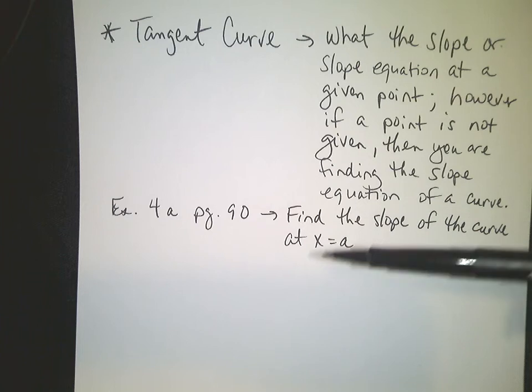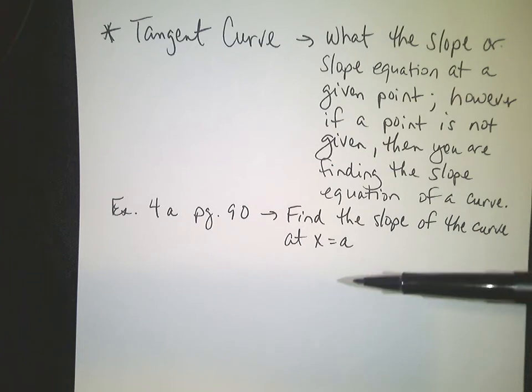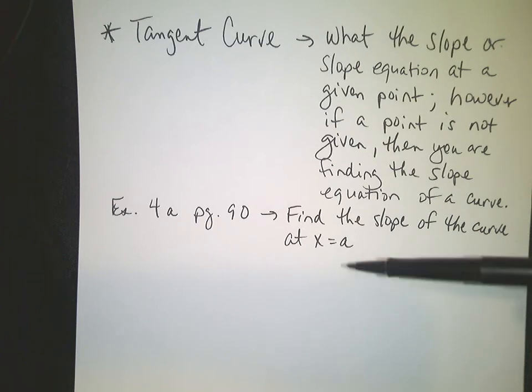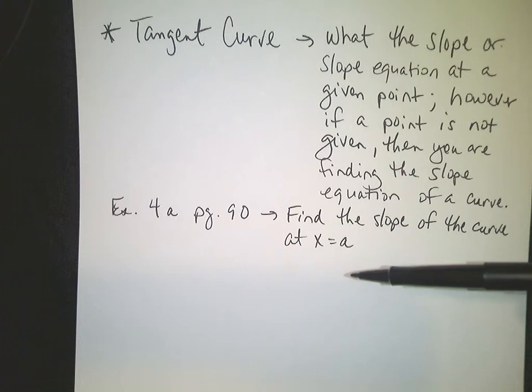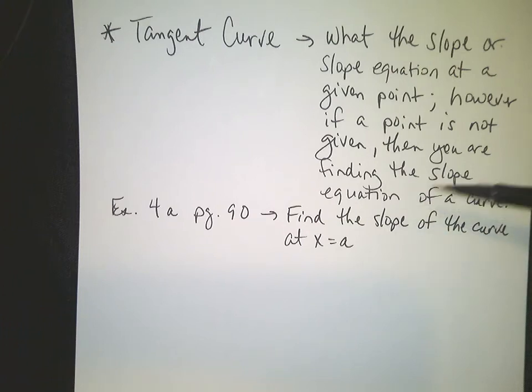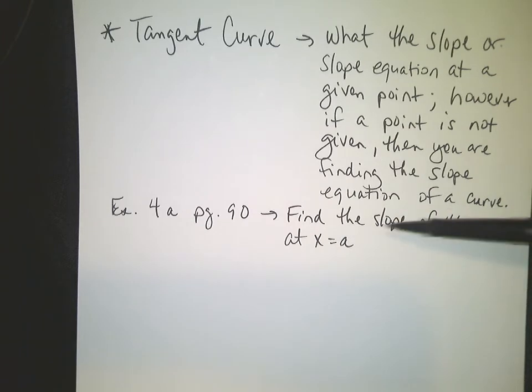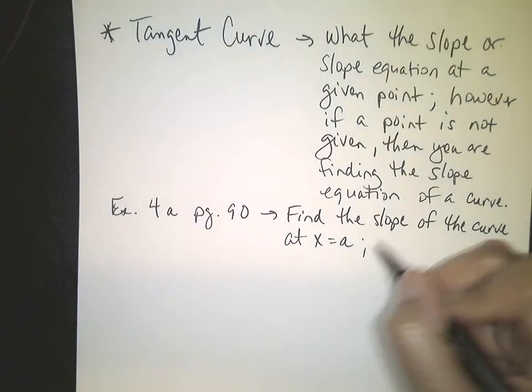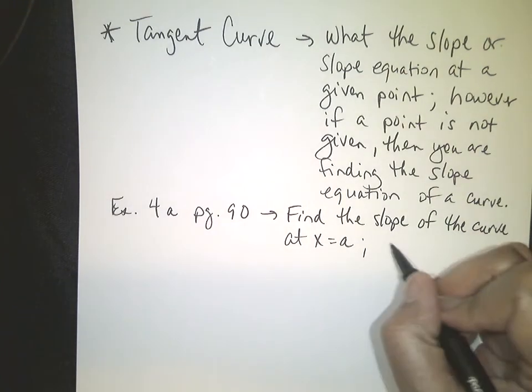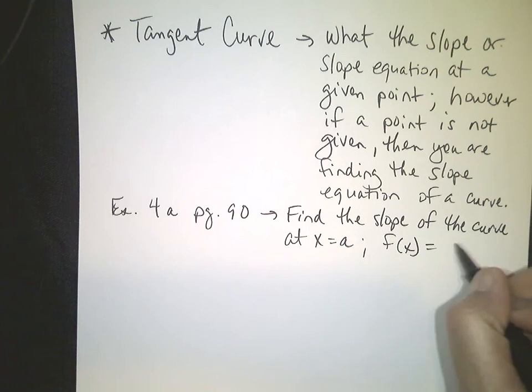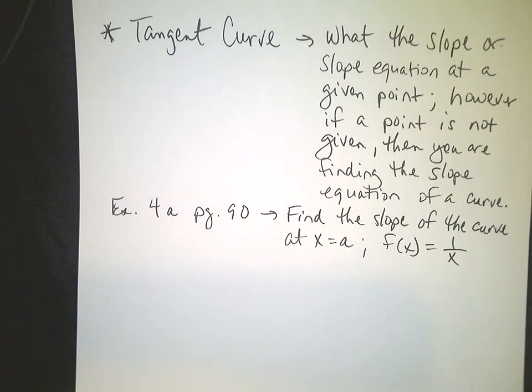So here we're gonna find the slope of a curve at x equals a. And since they don't give us x, when they don't give you the point, you're finding the slope equation of the curve. It says find the slope of a curve at x equals a, and the function is f of x equals 1 over x.